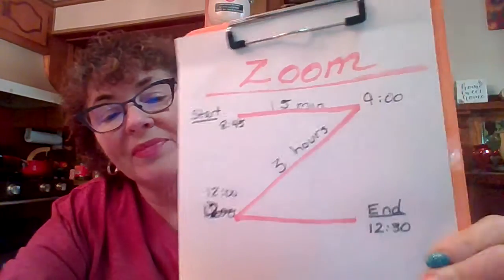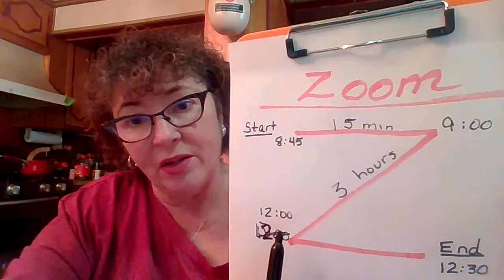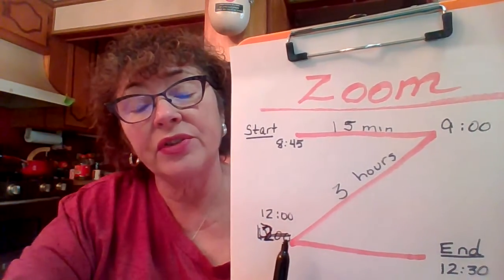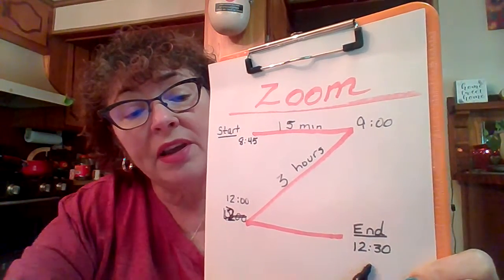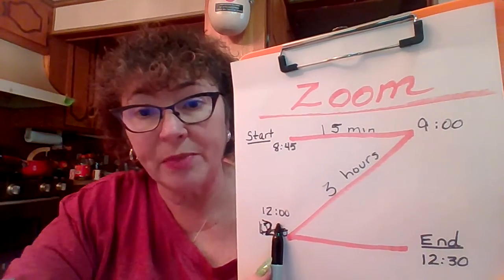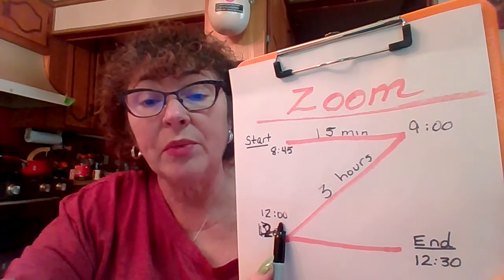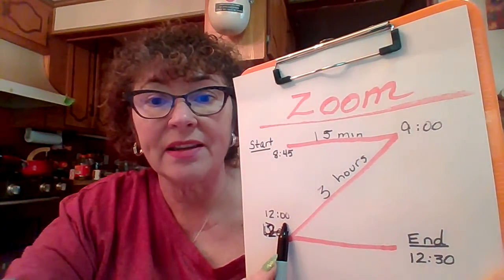Okay, sorry about that. 9 plus 3 is 12. So that gets you to 12 o'clock. And then our time that we want is 12:30. So if we're straight up at 12 o'clock and we want to get to 12:30, how many minutes is that?